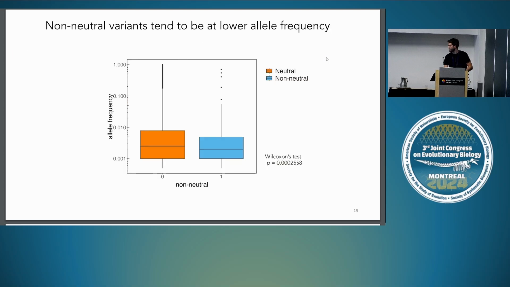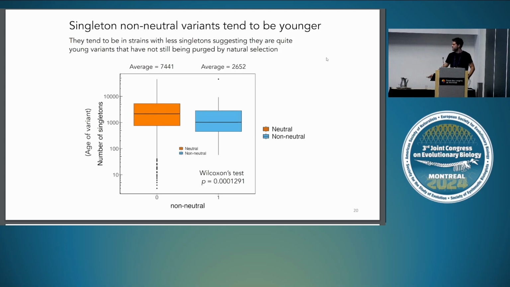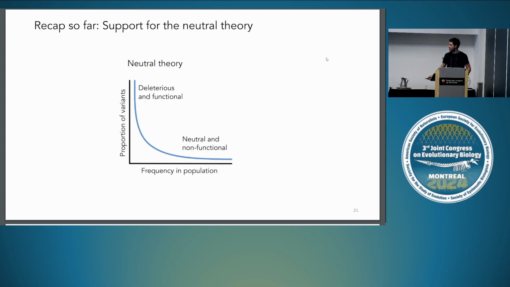What about their allele frequency? They also tend to be at lower allele frequency in the population. And if we look at the age of these variants, they tend to be younger also. So just to recap so far, the results that we have found seem to support the neutral theory, in the sense that most of the variation is neutral, and the ones that are non-neutral tend to be at lower allele frequencies, they tend to be functional, and they tend to be deleterious.